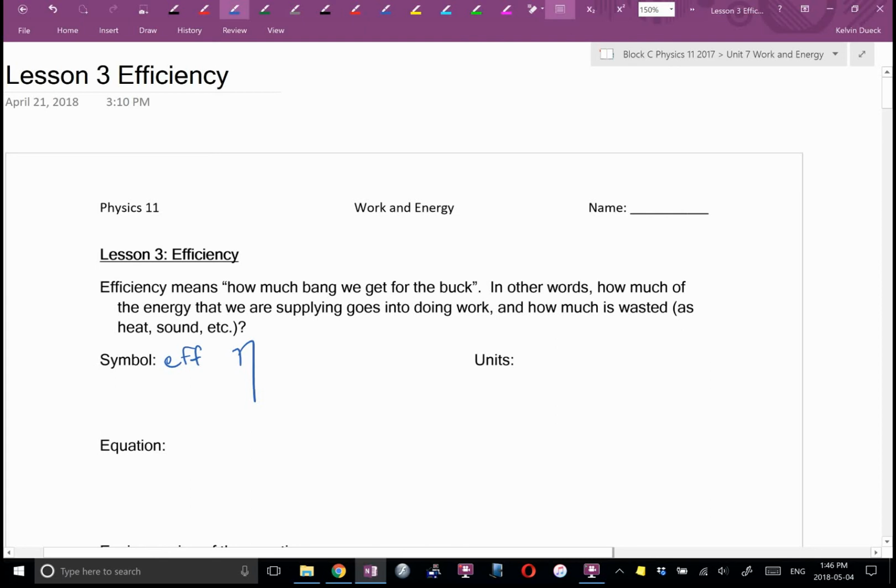So if you want to have a nerd fest and write the little Greek letter eta, you can. If you just write efficiency or EFF, I'll figure it out, because that's what I still tend to do if I don't think about it. It's a habit. What are the units? Percent?